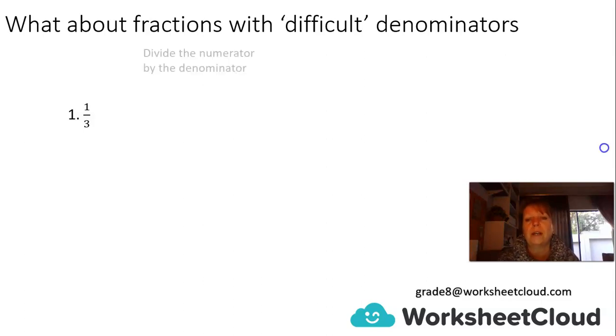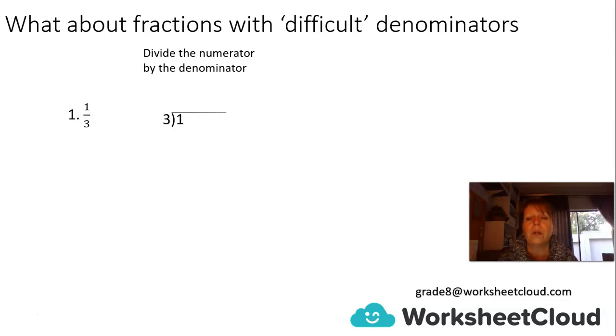We're going to actually divide the numerator by the denominator, and we're going to use our little division box. So because we're dividing our numerator by the denominator, we're going to put 3 on the outside of the box, and we're going to put 1 on the inside. And as you see, 3 does not go into 1. So what are we going to do?